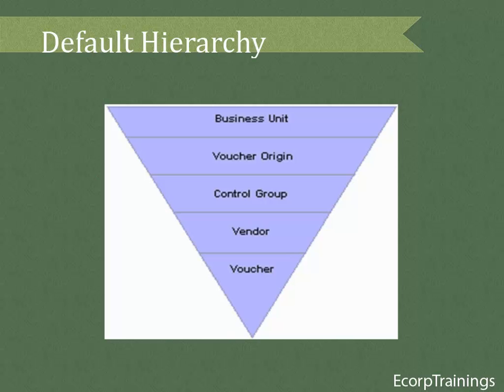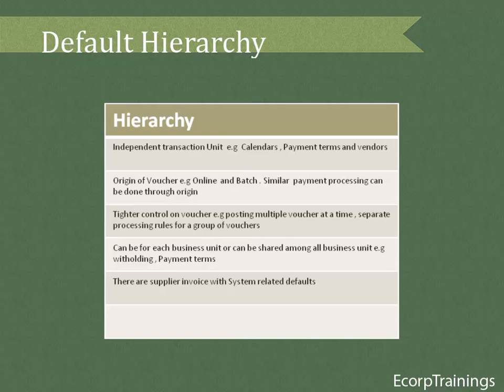In PeopleSoft Payables, business units are the highest level of a hierarchy of defaults, called the control hierarchy, which facilitates both voucher entry and payment processing. As you formulate the PeopleSoft Payables structure, consider the 5 components of the control hierarchy. Those are business units, voucher origins, control groups, suppliers, and vouchers, that are key to PeopleSoft Payables.